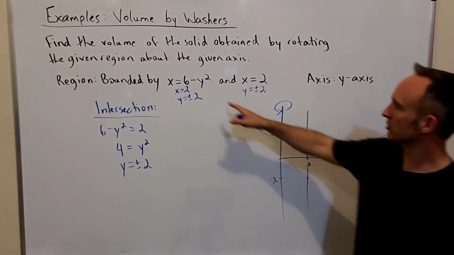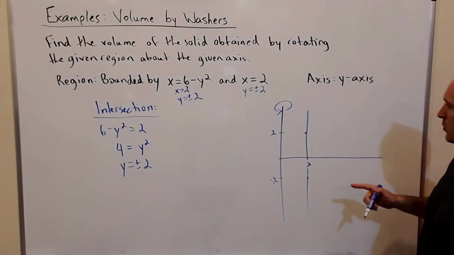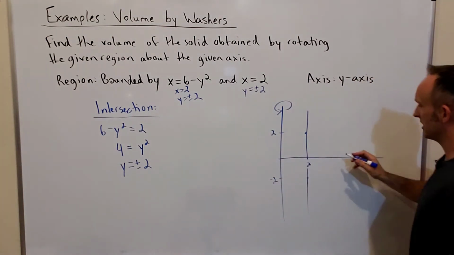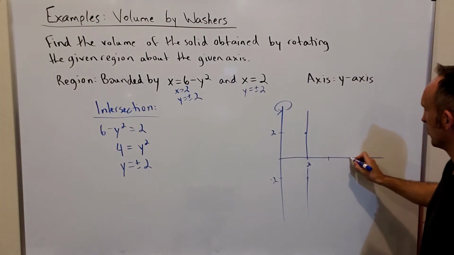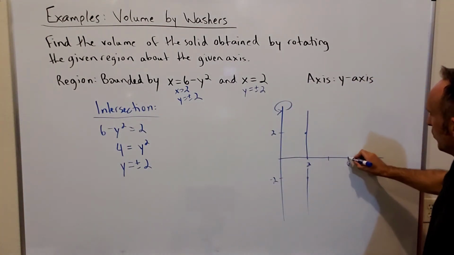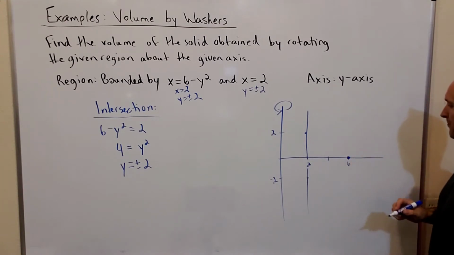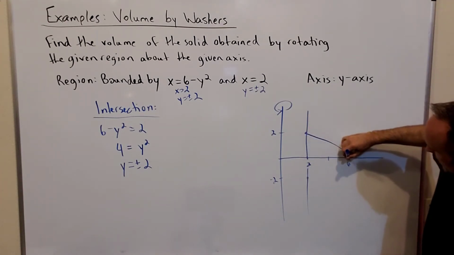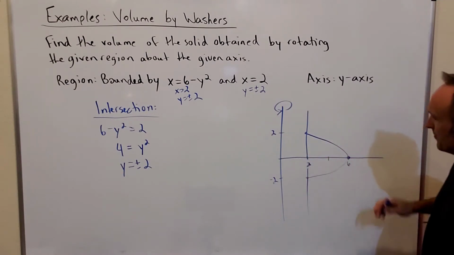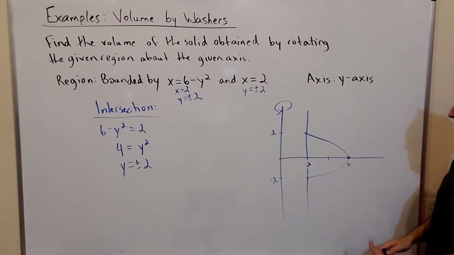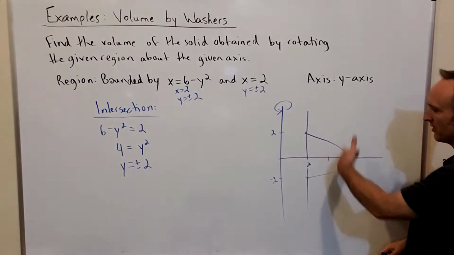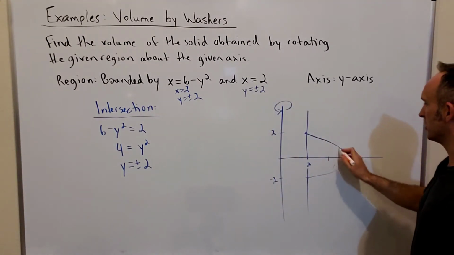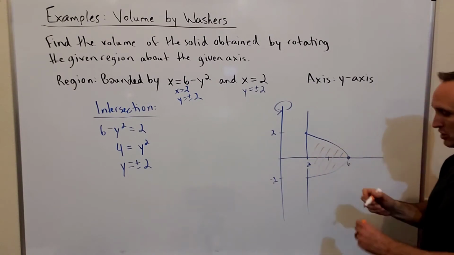And then I just need to look at x equals 6 minus y squared. If I plug in 0 for y, then x is 6. So 2, there's 4, there's 6. So if y is 0, x is 6. And I already know that it goes through these points, and I know it's a horizontal parabola, so it looks something like that and continues. But when I look at the region bounded by the line and the curve, I'm just looking at this portion here. So I've got my region now.